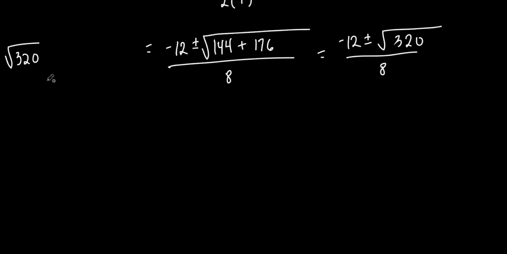Here's what I would do. You could do this a couple different ways. What do you see right off the bat? What times what's 320? 32 times 10. That's what I would go. Now, I can't take the square root of 32. I can't take the square root of 10. But I can break down 32. You could use 8 times 4, right? But I would go 16 times 2.